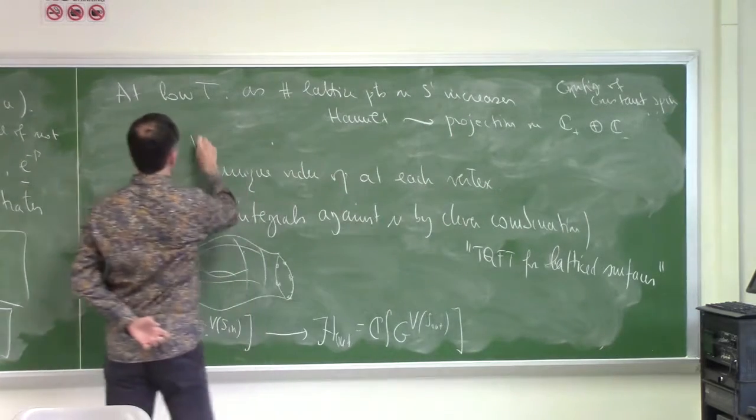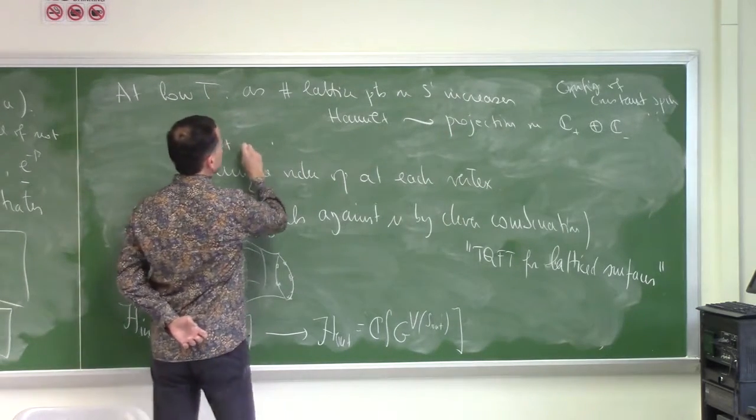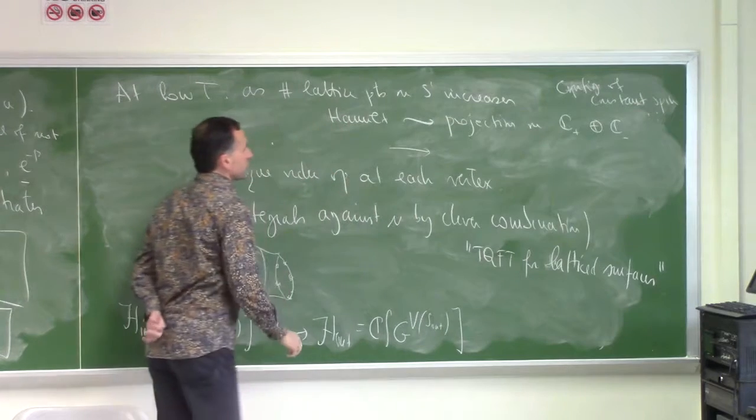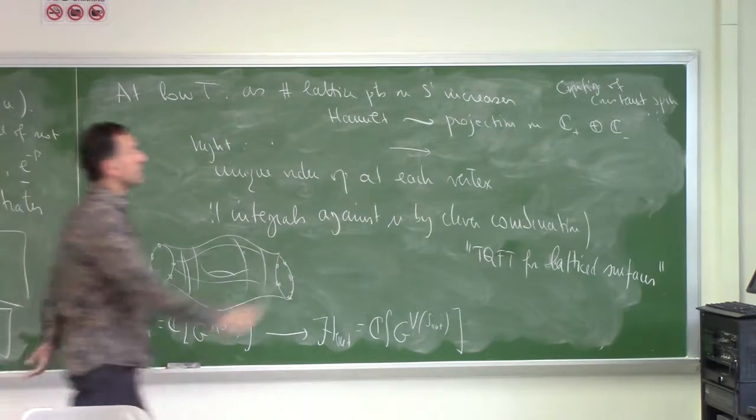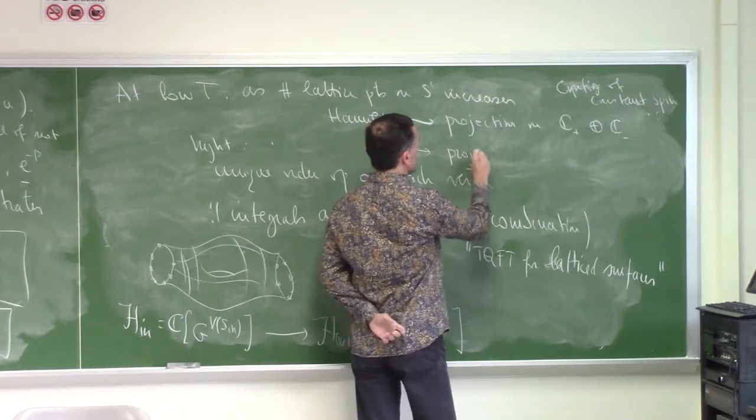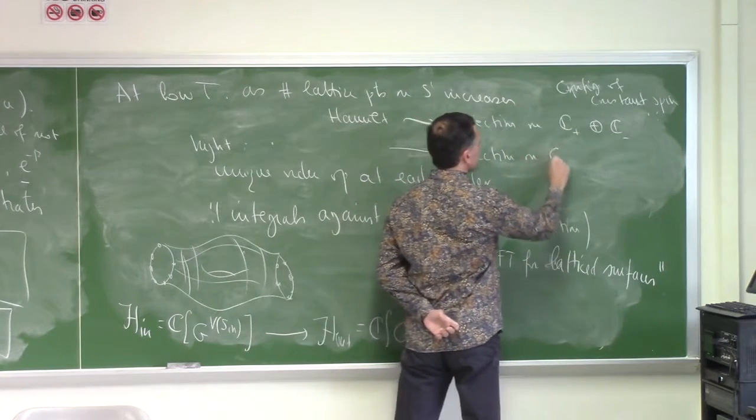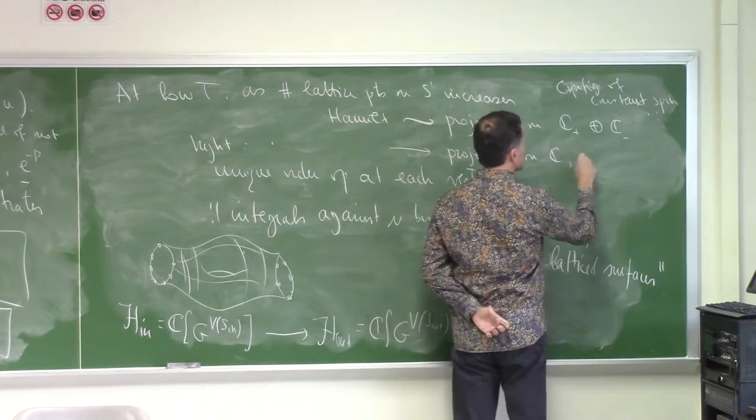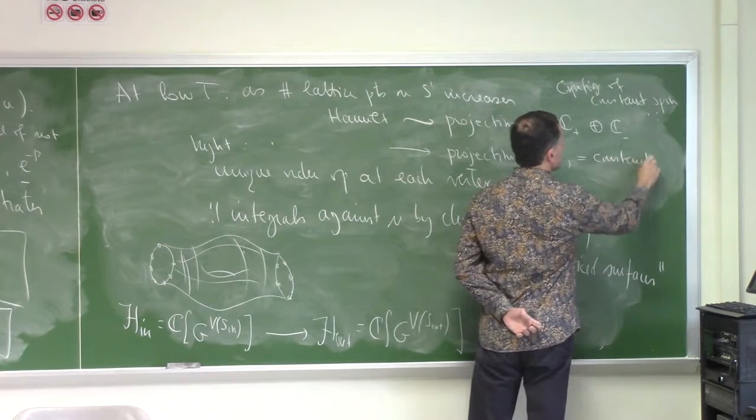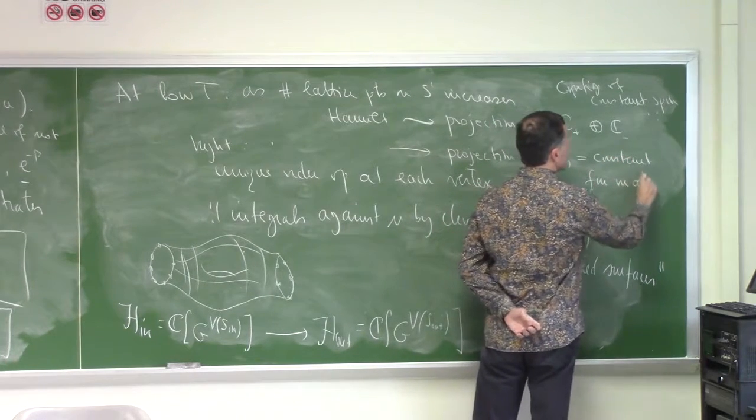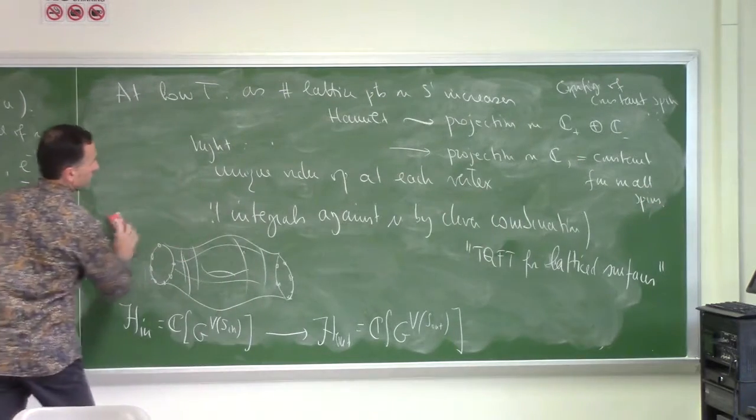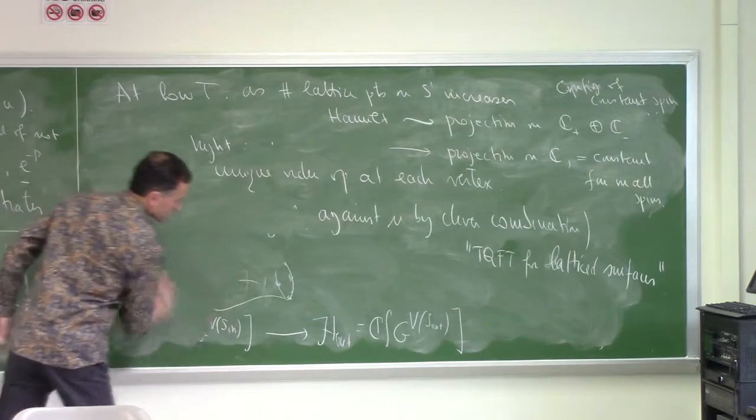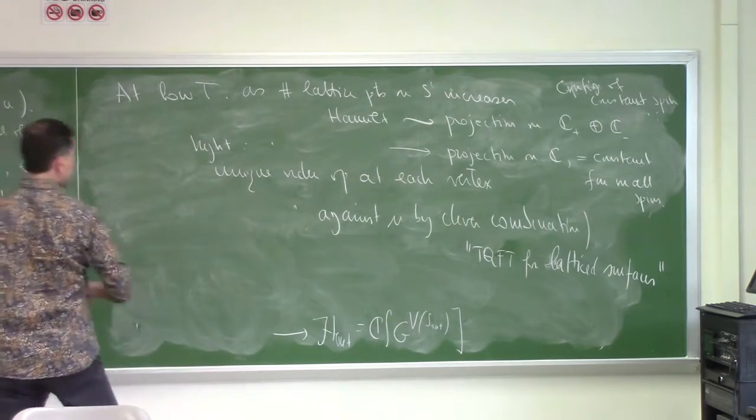What about high T? It converges instead to the projection onto a one-dimensional space, which is a constant function of all spin configurations. No spin configuration is stable. Projection on C with the constant function of all spins. So randomness prevails. So that's a field theory restatement, roughly, of this.